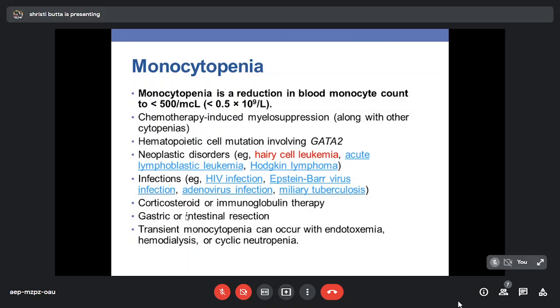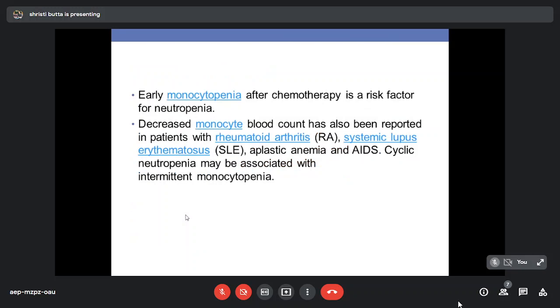There may be a transient monocytopenia, particularly in endotoxemia, hemodialysis, and cyclical neutropenias. Early monocytopenia after chemotherapy is a risk factor for neutropenia, so that must also be kept in mind. If you have an early monocytopenia after chemotherapy, then that will result in neutropenia subsequently. A decreased monocyte blood count has been implicated in patients having rheumatoid arthritis, SLE, aplastic anemia, and AIDS. So cyclical neutropenia may be associated with an intermittent monocytopenia. That is also to be kept in mind.